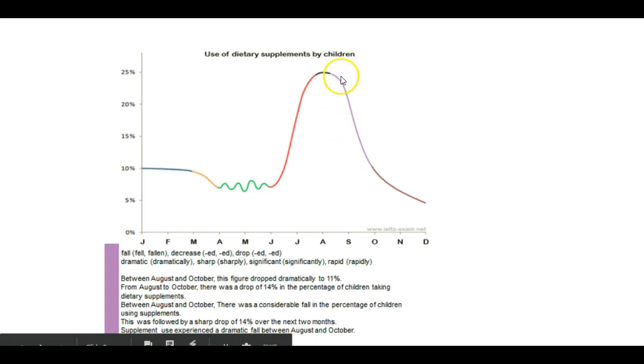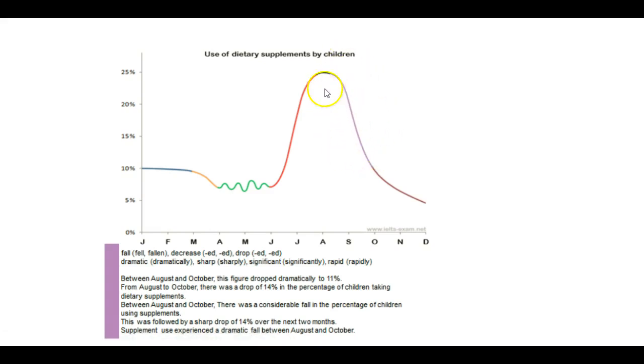This is an increase here, and the type of increase is similar to the type of increase here. So here we said a sharp increase or significant increase, and here we're going to say a dramatic or sharp or significant fall or decrease or drop. So we can say between August and October this figure dropped dramatically to 11%, or from August to October there was a drop of 14% in the percentage of children taking dietary supplements. Between August and October there was a considerable fall in the percentage of children using supplements. So try to use a variety of vocabulary, as well as a variety of grammar.